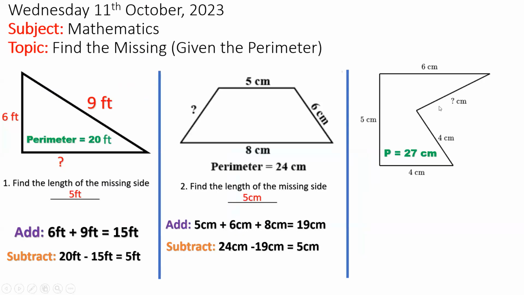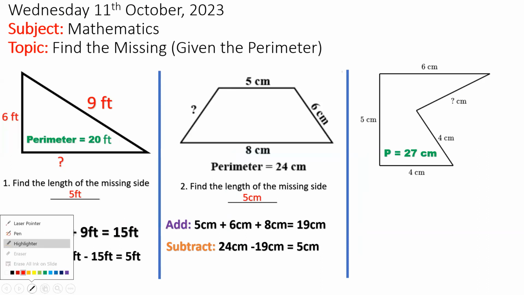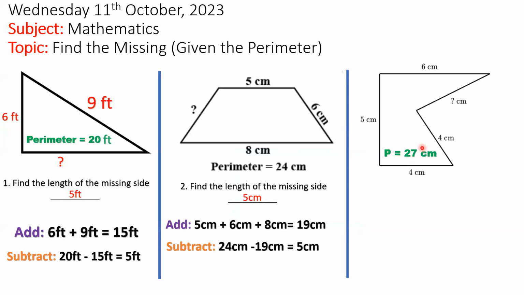You know that the missing side is right here. But what you also know is that the perimeter, which is P, is 27. So what's going to be the length of the missing side? Remember, we know that this side right here is missing, all right? But we know that P is 27 centimeters. How are we going to find the length of the missing side? What's going to be it? Okay, put your hands inside the chat, please. I need everyone to answer.